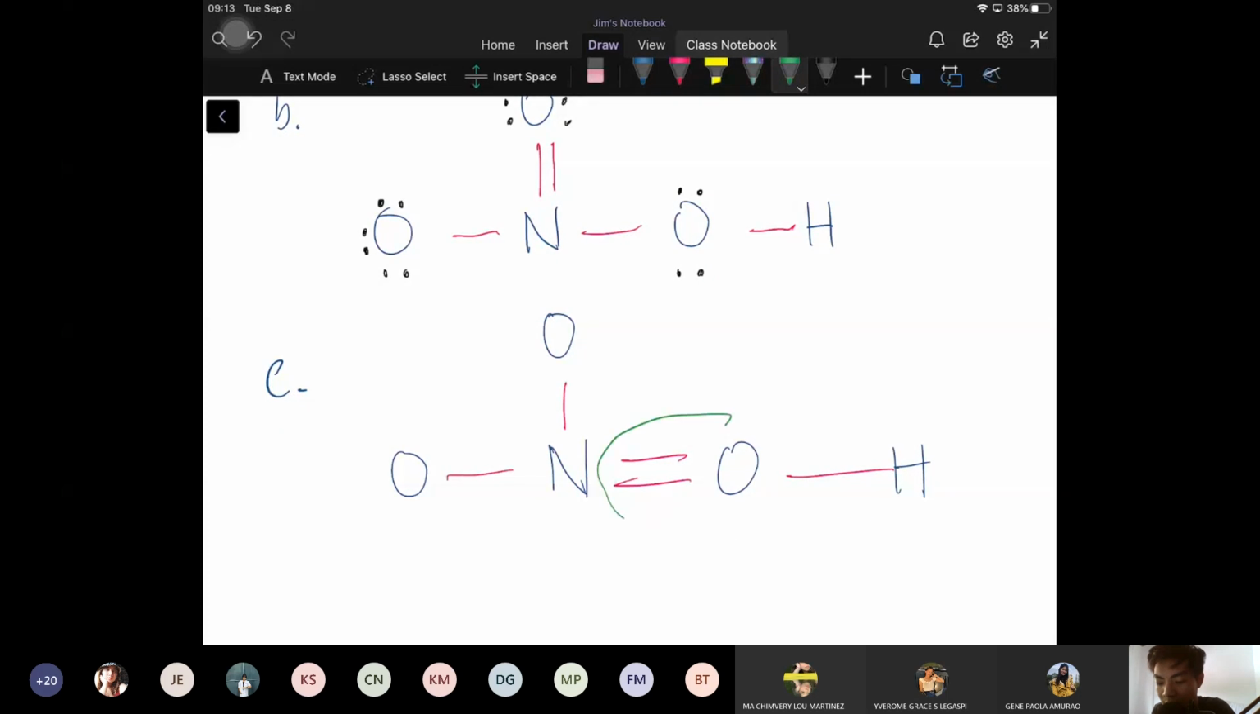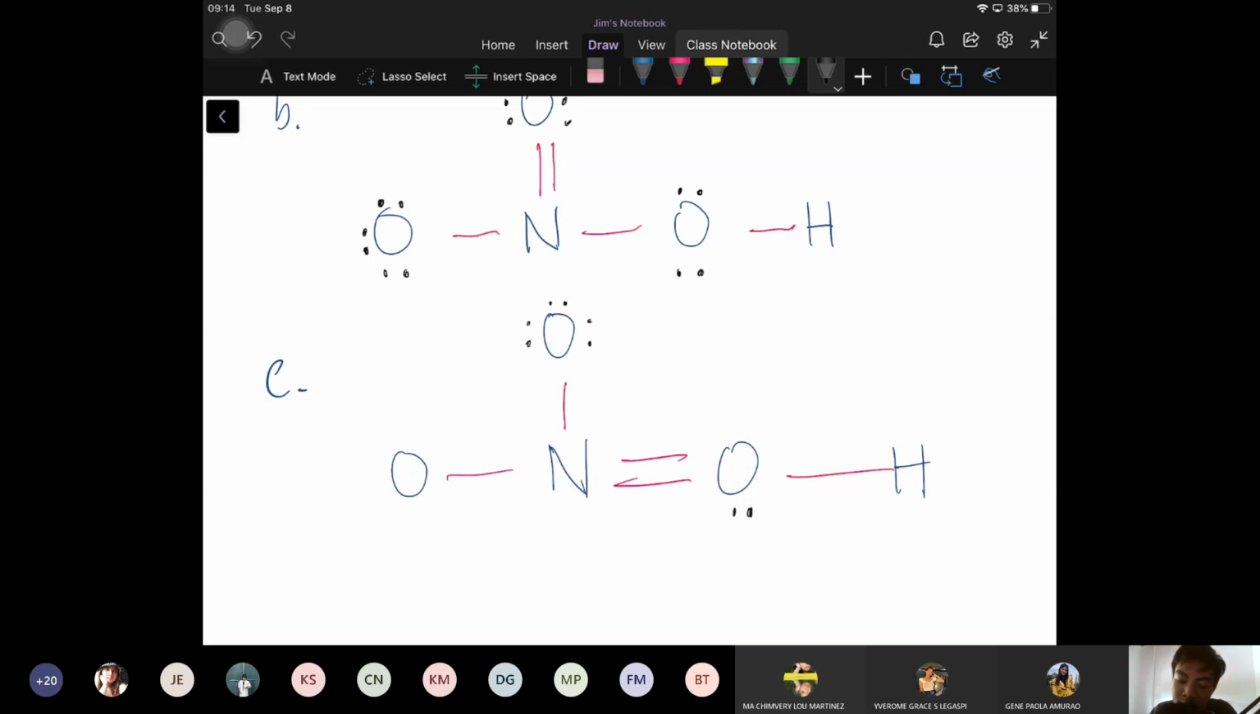So, looking at this oxygen here, how many lone pairs ang kailangan para maging octet siya? Isa na lang po. Isa na lang, no? So, 2, 4, 6, 8. Okay? So, may 6 pa tayong natitira. For this oxygen, ilan yung lone pairs ang kailangan? 3 po. 3. So, 1, 2, 3. So, may 3 pang natitira.